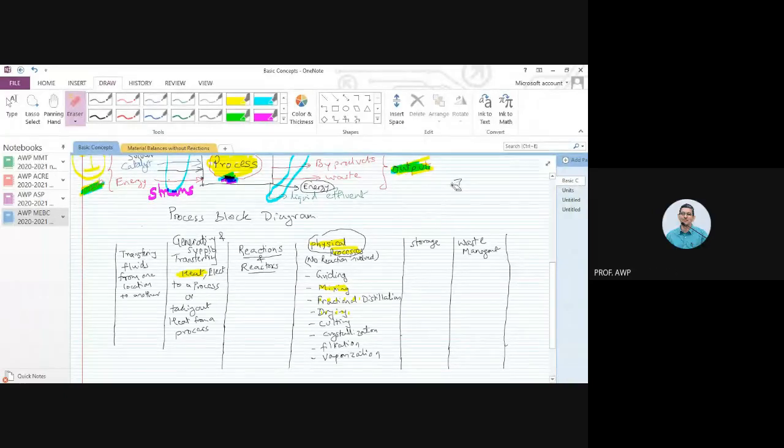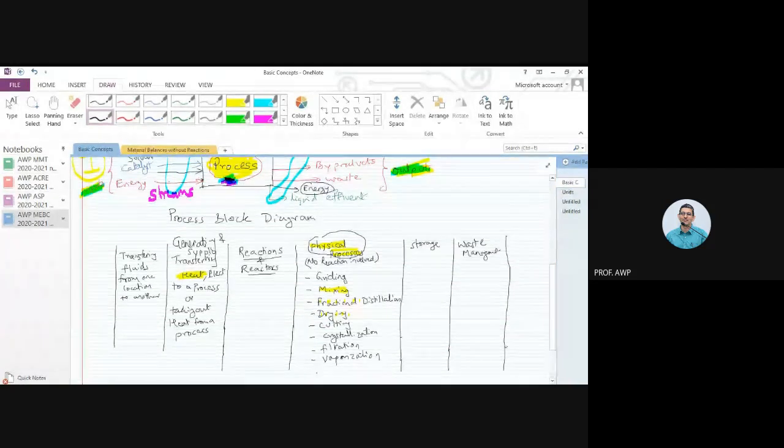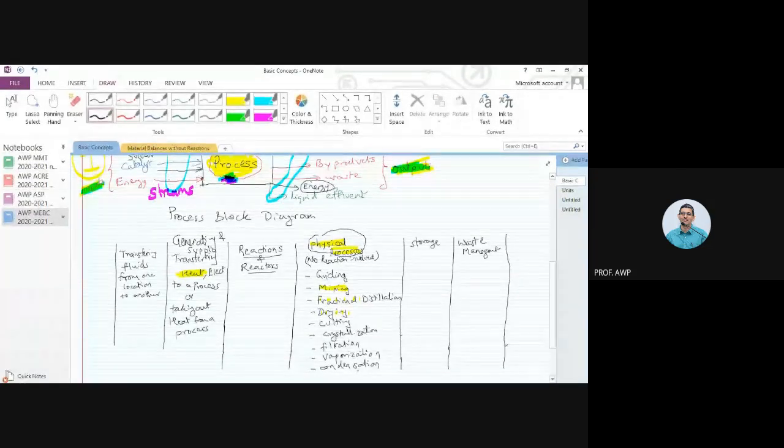So when we say reactions and reactors, some bonds are broken and new bonds are made, right? So vaporization, condensation, change of phase from solid to liquid melting, or from liquid to vapor boiling, or from vapor to liquid condensing, or from liquid to solid freezing. So these are all physical processes. Okay, anything else do you think that happens?